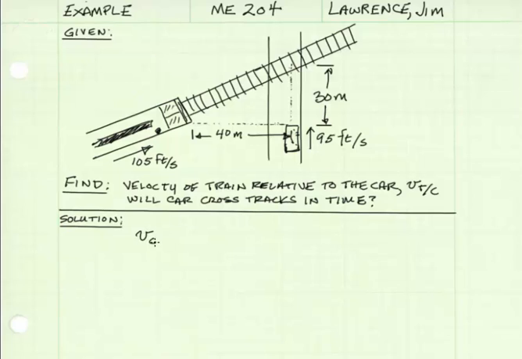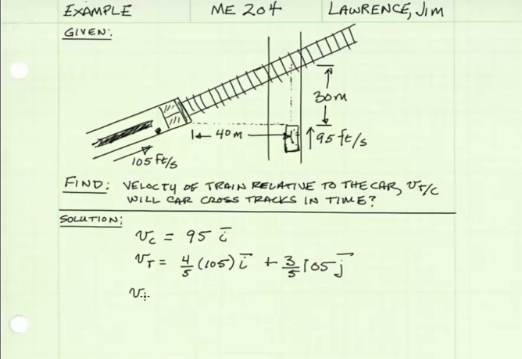For the velocity of the car, we simply have that it's going 95 feet per second in the i direction. The velocity of the train has two components, the x and y components, and because we have 40 meters here and 30 meters here, it's at an angle that's a 3, 4, 5 triangle. So we can say that in the x direction, we're going 4/5 of 105 in the i direction, plus, because it's positive y direction, 3/5 of 105 in the j direction.